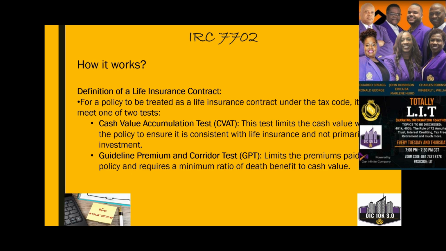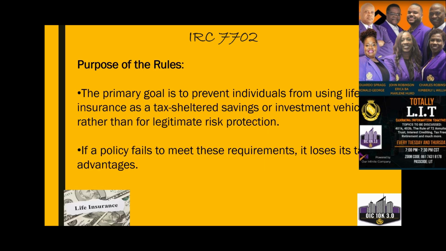And the second one is the guideline premium test. This limits the premiums paid into the policy and requires a minimum ratio of death benefit to the cash value. So in order for the IRS to consider that this is a life insurance contract, there must be a portion of death benefit to serve the purpose. The primary goal of the rules is to prevent individuals from using life insurance as a tax sheltered savings or investment vehicle rather than a legitimate risk protection.